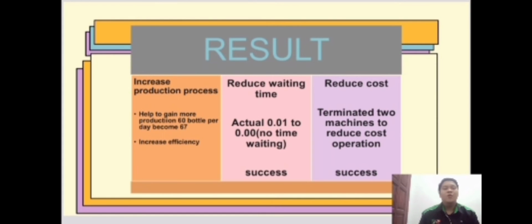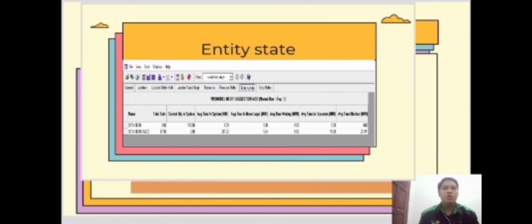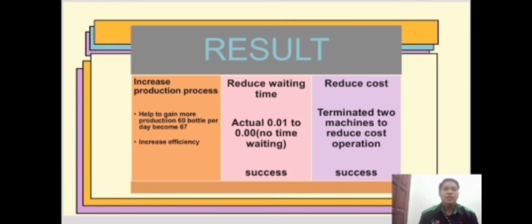Next, we move to another part, which is the result. The first result is that after the change has been made, the production process increased, helping to gain more production. From 60 bottles per day it has become 67 bottles per day. This objective is successful because the efficiency has been increased.